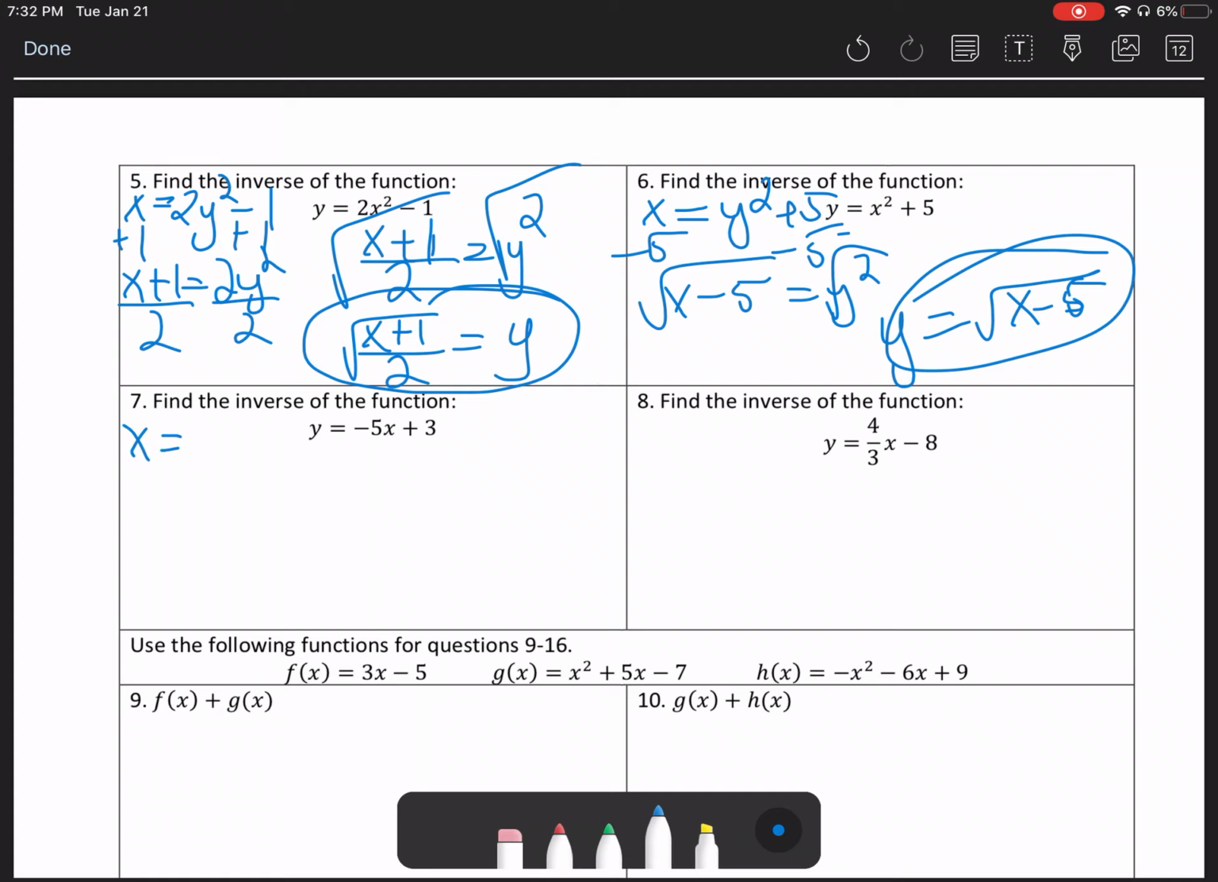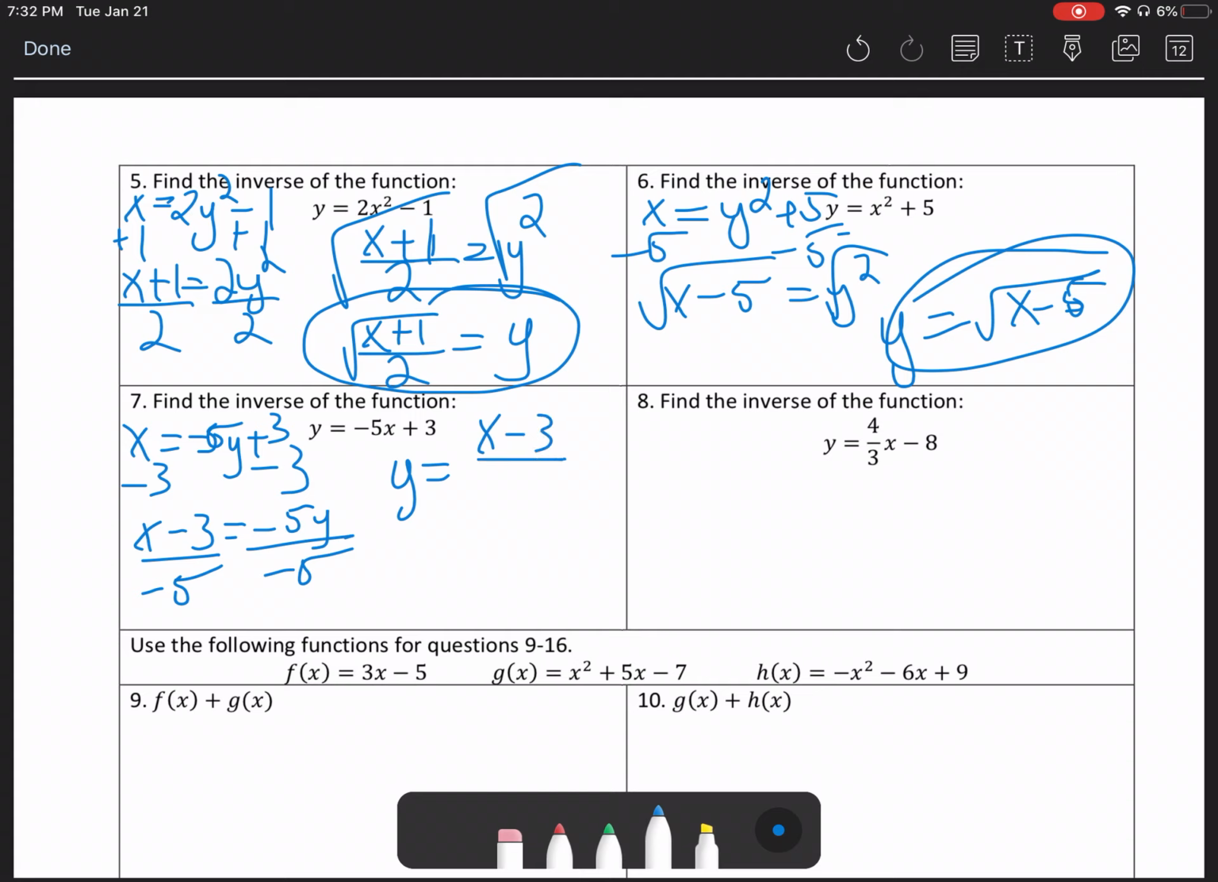This is x is equal to negative 5y plus 3. I don't know why I'm having so much trouble with 5s. I subtract 3, subtract 3. X minus 3 is equal to negative 5y. Divide by negative 5, divide by negative 5. And so you have two possible answers. It's going to either be y is equal to x minus 3 over negative 5, or you could have something like y is equal to negative x over 5 plus 3/5, where you divide each part by 5.